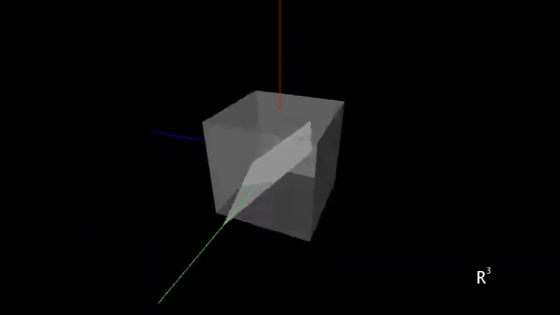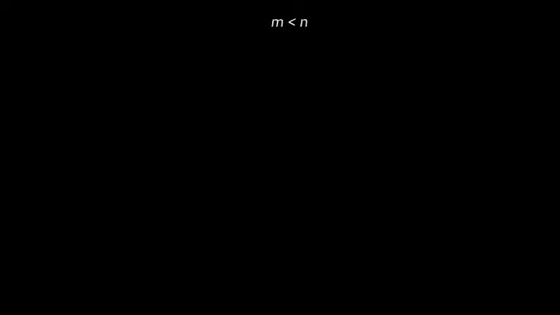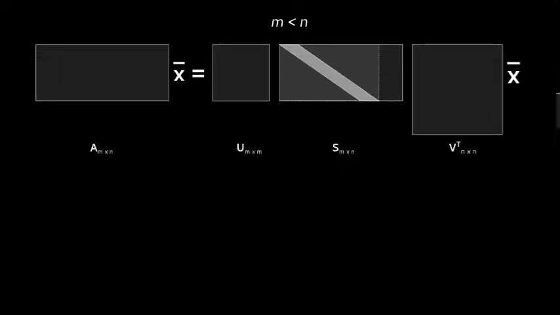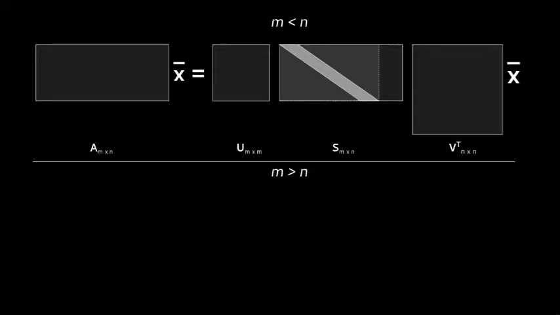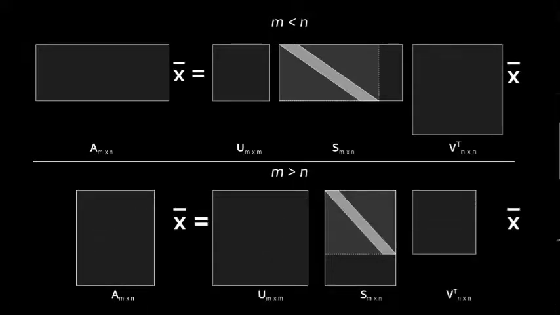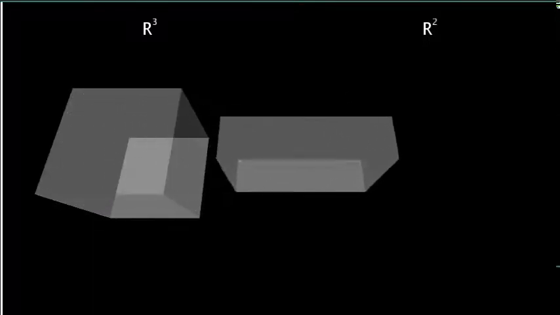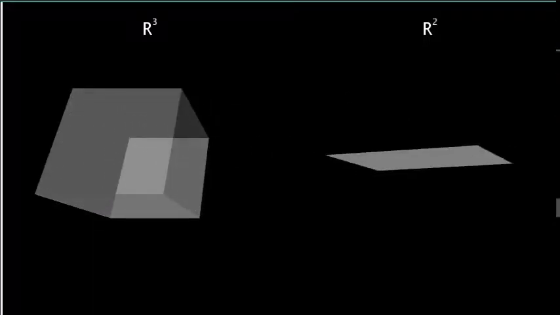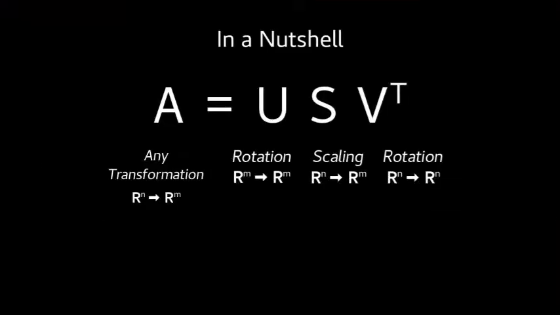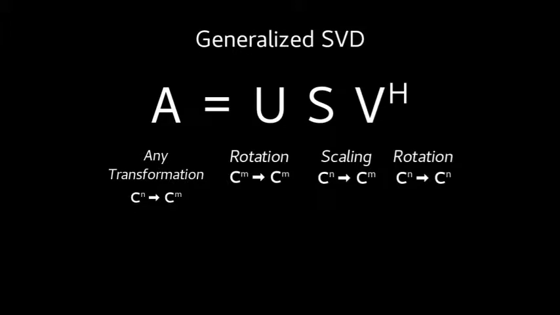The matrix forms of any transformation A where m is less than n or m is greater than n would look like so. A sample transformation from R n to R m, where m is less than n, can be visualized like this. So for any real valued transformation A we can find a singular value decomposition like so, and for complex valued transformation A, like so.